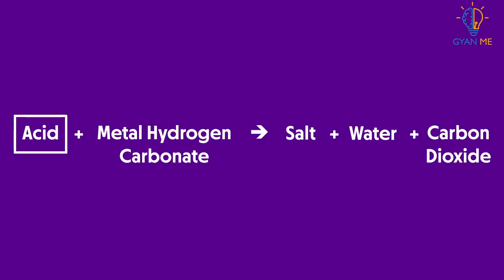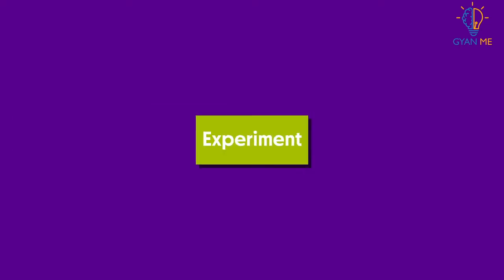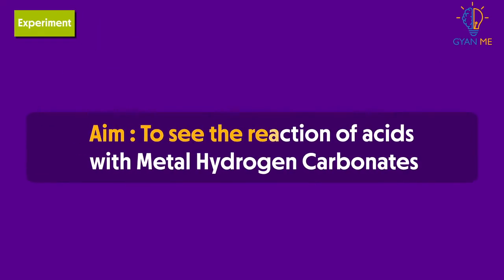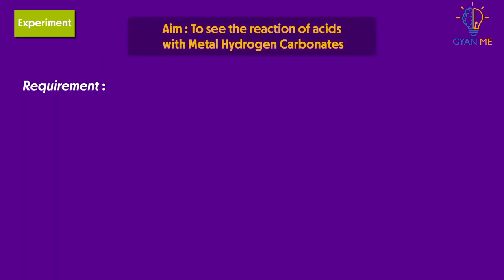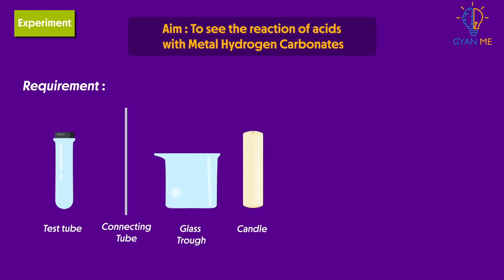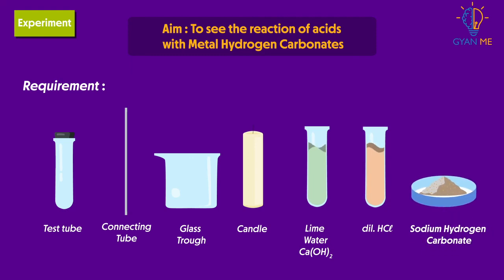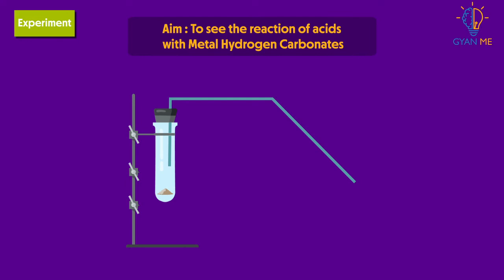Now let us see the reactions of acids with metal hydrogen carbonates. Students, metal hydrogen carbonates are also called metal bicarbonates. Let's do an experiment with metal hydrogen carbonates. Now our aim is to see the reaction of acids with metal hydrogen carbonates. For this, we require some materials like test tube, delivery tube, glass trough, candle, lime water, dilute hydrochloric acid and sodium hydrogen carbonate. Now let's perform the same experiment with metal hydrogen carbonate instead of metal carbonate.